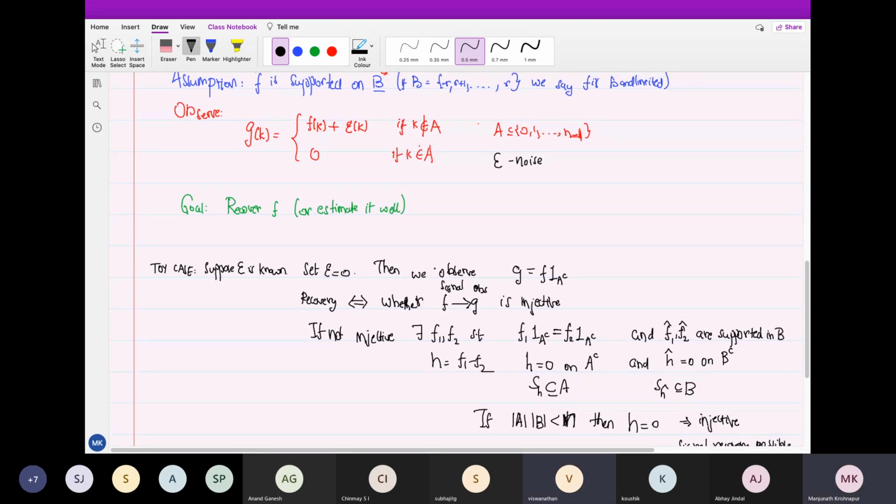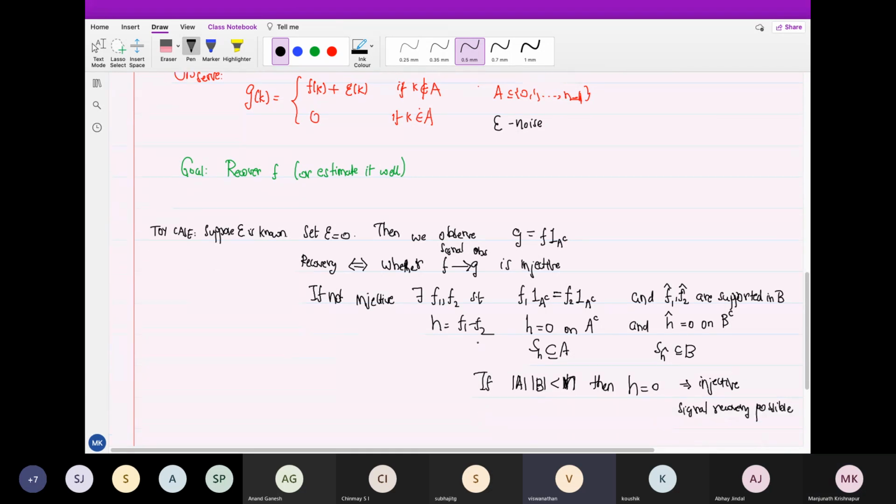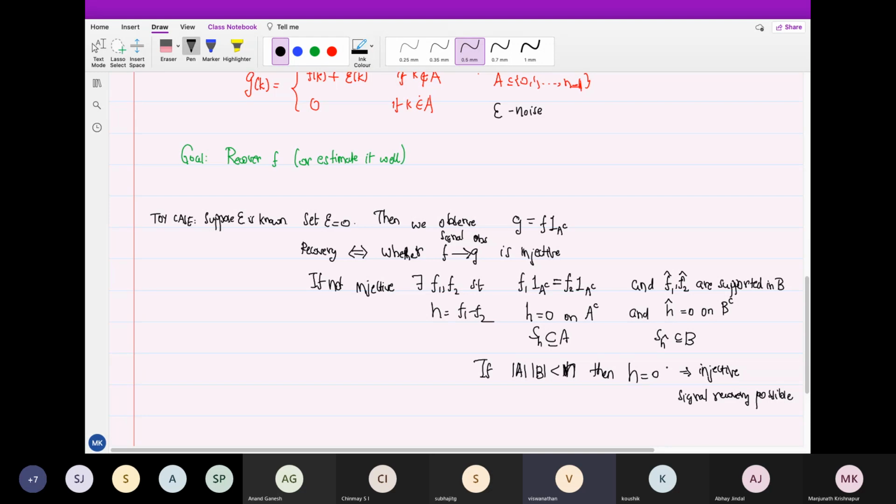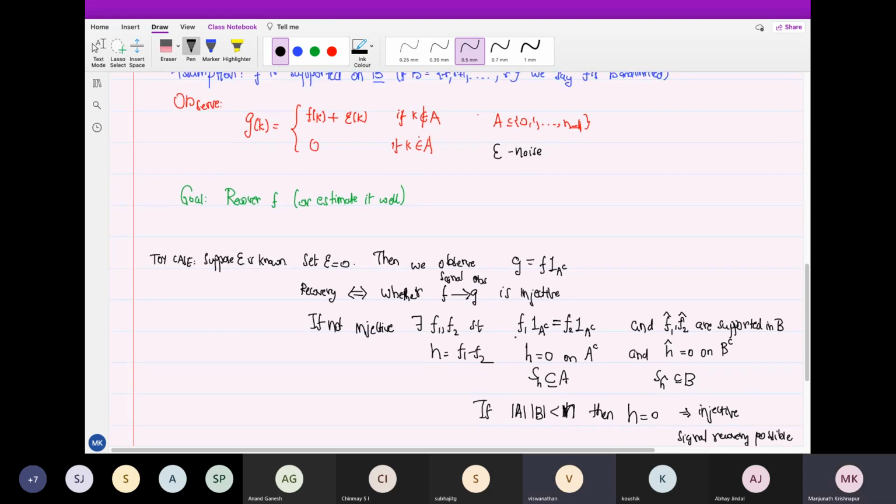I asked because you wrote that the map is not injective, right? That's where the problem comes from. So if the map f to g, the signal to the observation, is injective... Yes, that is the problem. If you're sending f1 and f2, and epsilon is fixed by somebody, then f1 goes to f1 on k plus epsilon k in the observation. So the difference will just be f1 minus f2 on k complement.